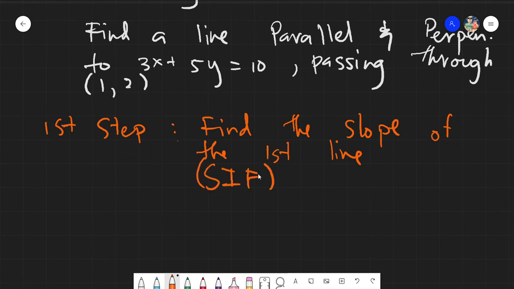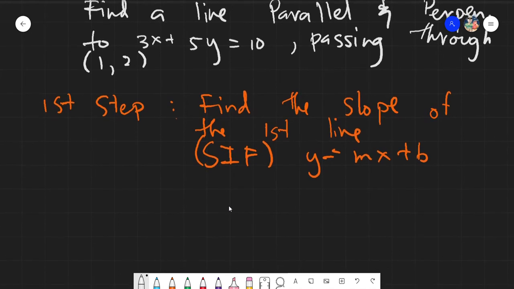Because in the SIF, let me just show you, y is equal to mx plus b. In the SIF, the slope is very visible because the slope is immediately beside x. In this case, we have 3x plus 5y is equal to 10. It's not yet in the SIF form. So what we need to do is transform the given equation into the SIF form.